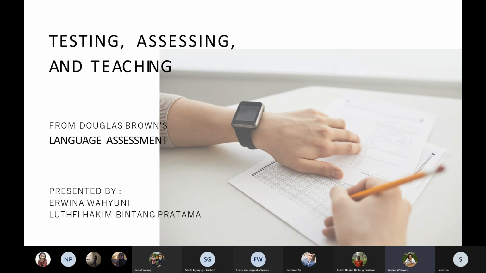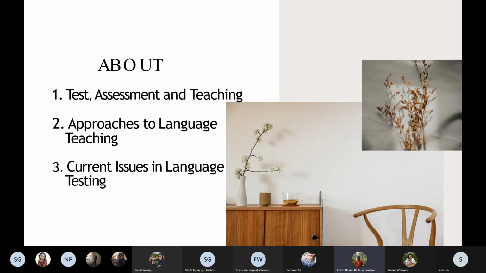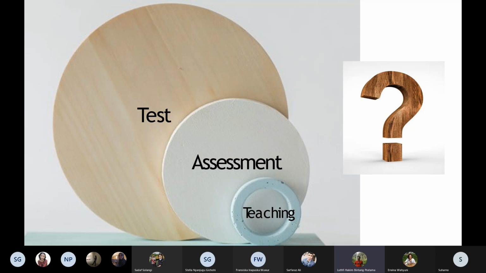I will explain about testing, assessing, and teaching. So first of all, about the test, assessment, and teaching, and second about the approaches to language teaching, and the third is current issues in the language teaching. So the test, assessment, and teaching. What is three of them?